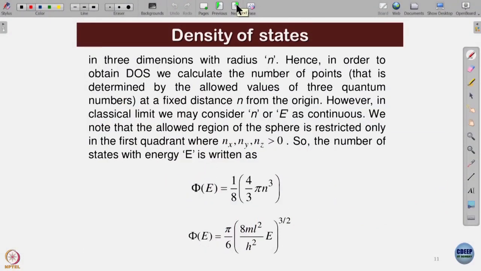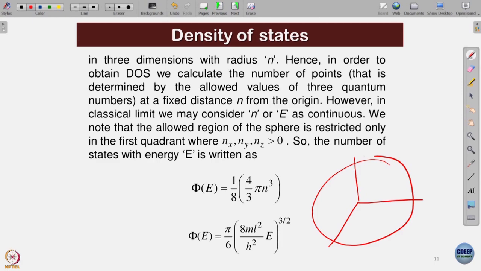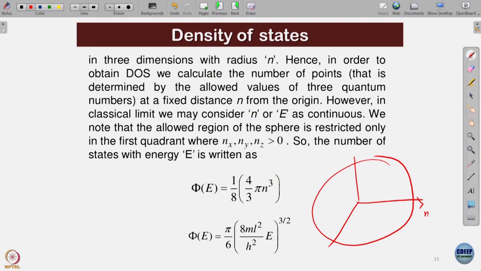Now one plays a very, very smart game. We consider a sphere, like that. In that sphere, n x, n y, n z all have to be positive. I do not have n x, n y, n z negative. So these are the points which correspond to n x, n y, n z in one octant of the 3 dimensional sphere. Now I can play the smart game.